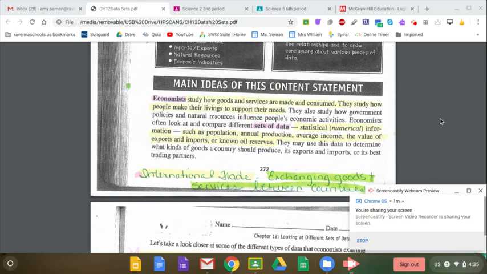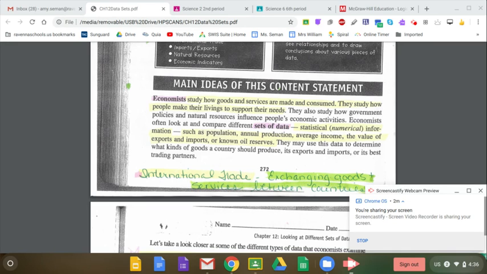The main idea of this content statement: economists study how goods and services are made and consumed. They study how people make their livings to support their needs. They also study how government policies and natural resources influence people's economic activities. Economists often look at and compare different sets of data: statistical numerical information such as population, annual production, average income, and the value of exports and imports or known oil reserves.